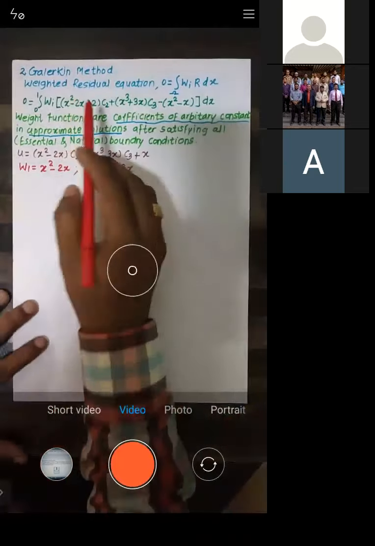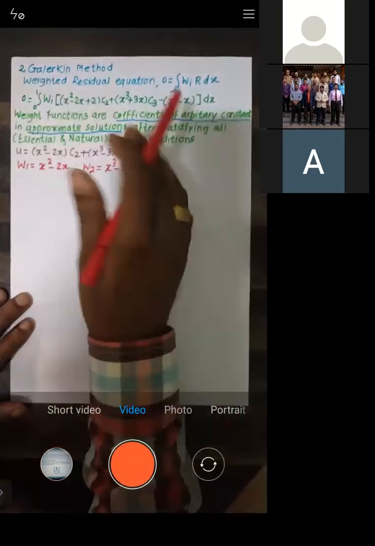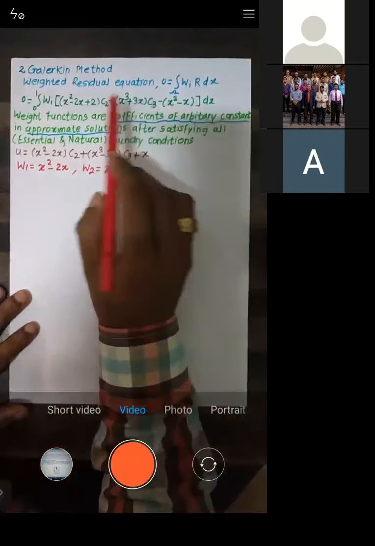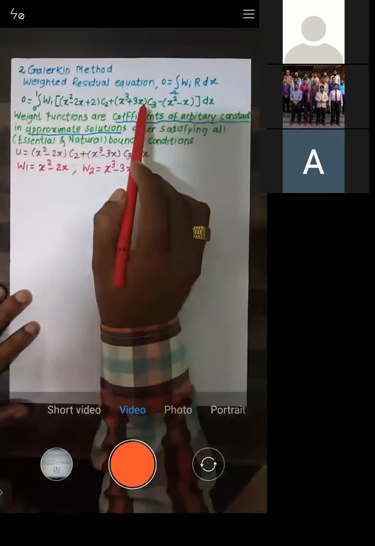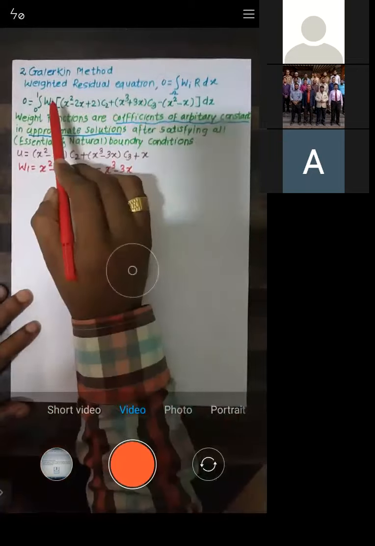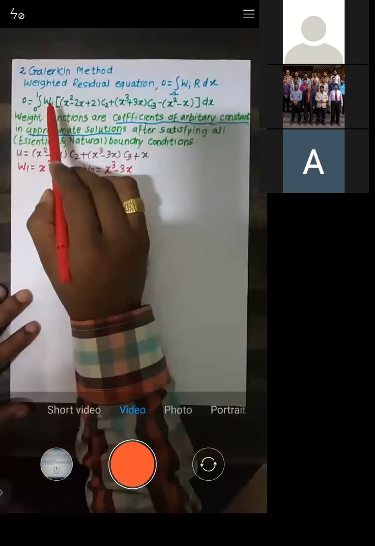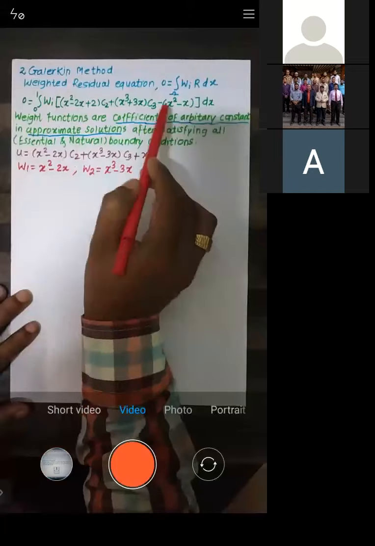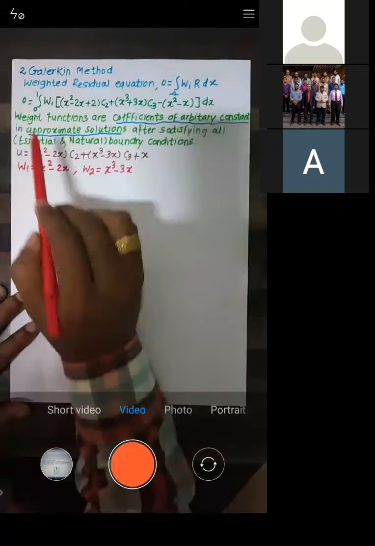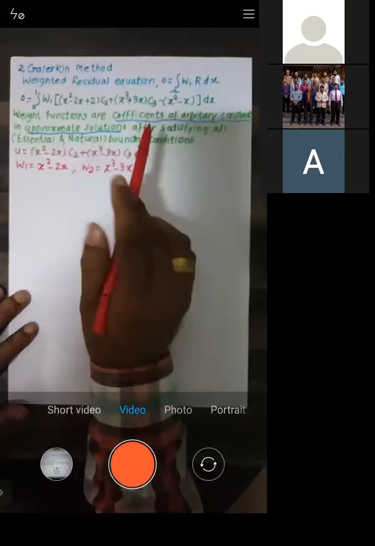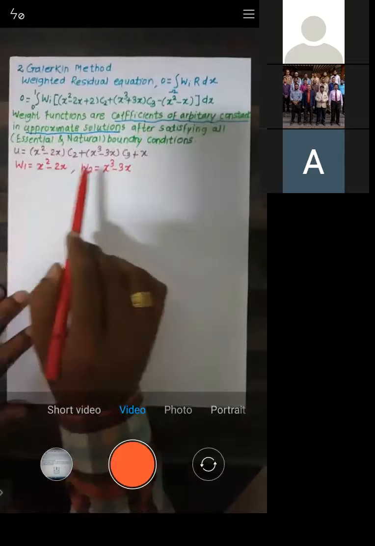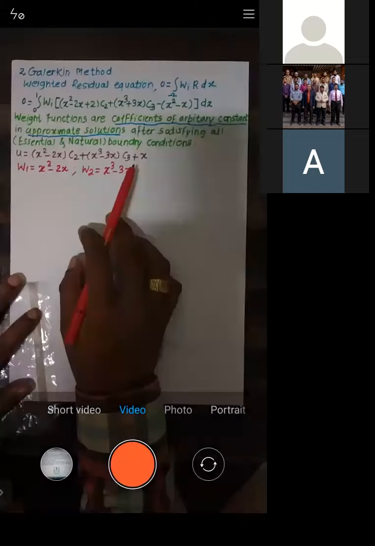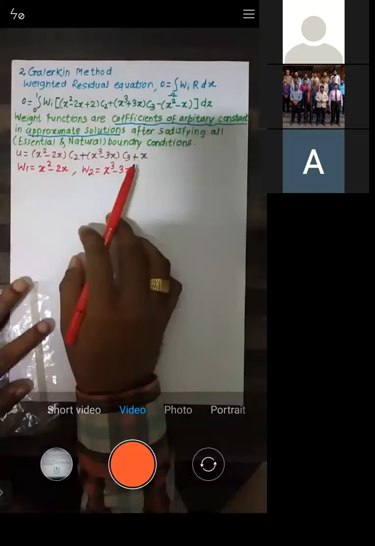See, ultimately, if you need to solve this equation, it has two constants. A single equation with two constants, you are not able to solve. So what you can vary here is the weight functions. If you take two different values of weight functions, you will get two equations. How will you take two weight functions? You need to take them from the approximate solution.